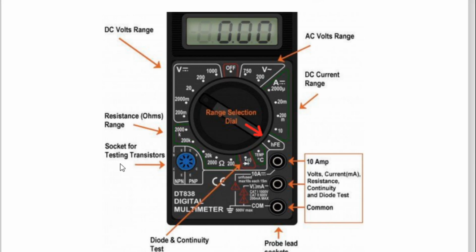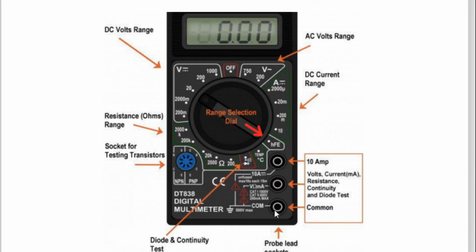Then the socket for testing of the transistor, this socket is for testing of transistor, collector, emitter, base, like that. This is a buzzer or diode continuity test, it is called. So here it is a buzzer and diode continuity test. And here there are three sockets. So this is a 10 ampere socket which we don't use normally.